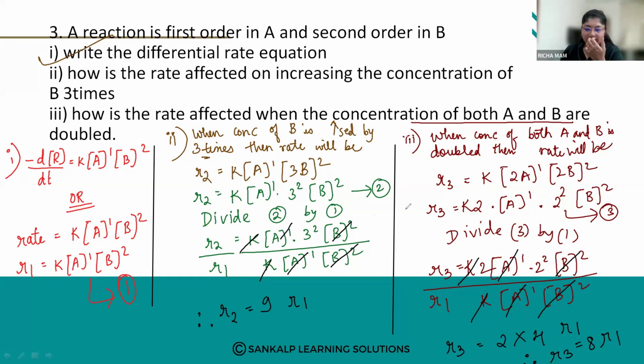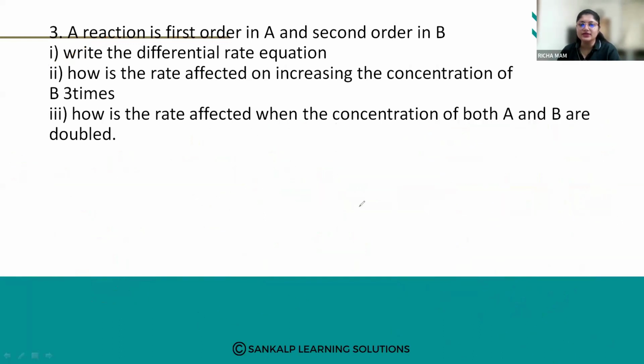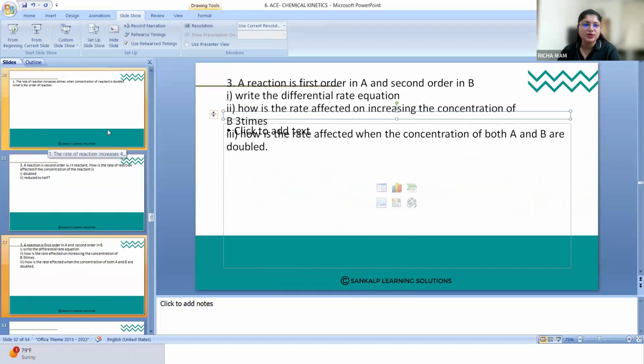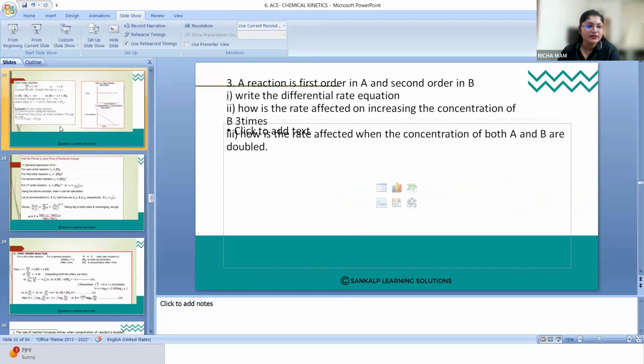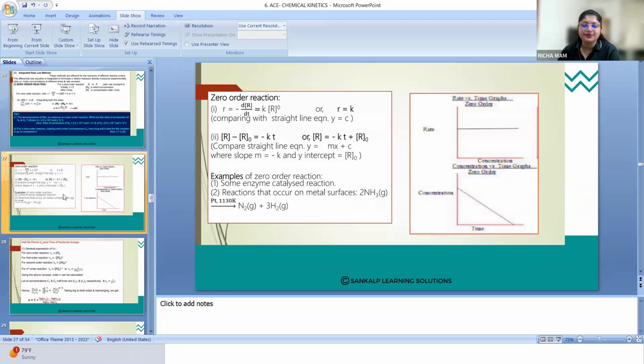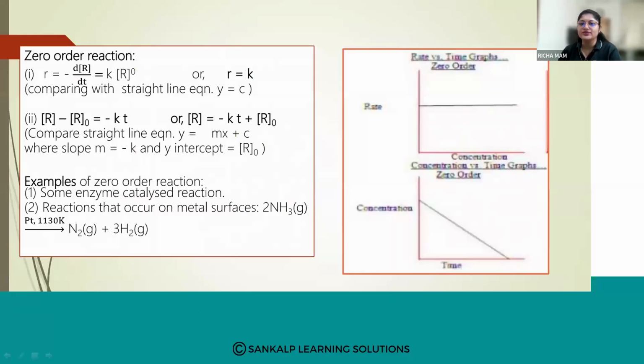So like this, the questions can be asked on how the order of reaction is determined. Let us go for the next one. So this completes our 3 questions. I am solving the questions then and there itself so that it will be helpful for you. Next we are going to study the order of reaction.